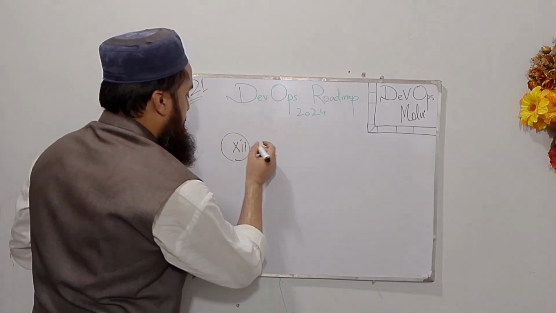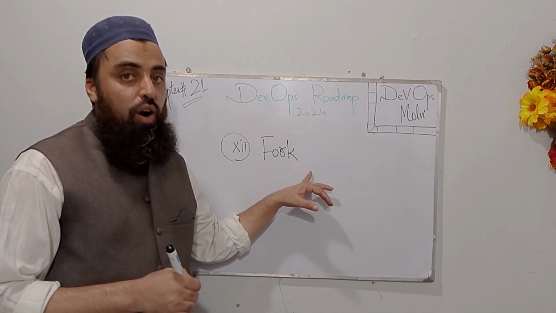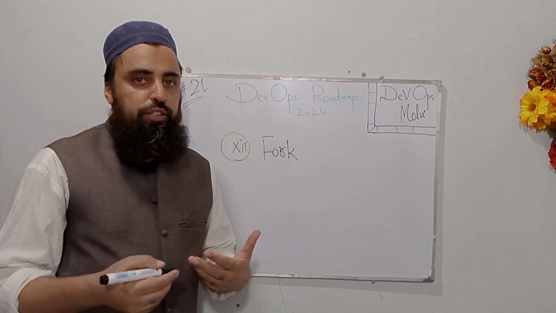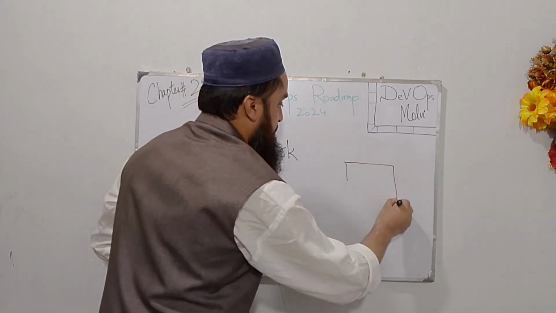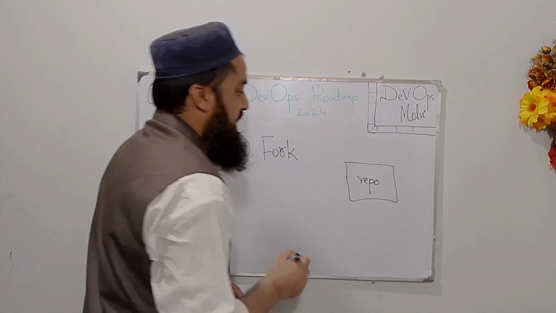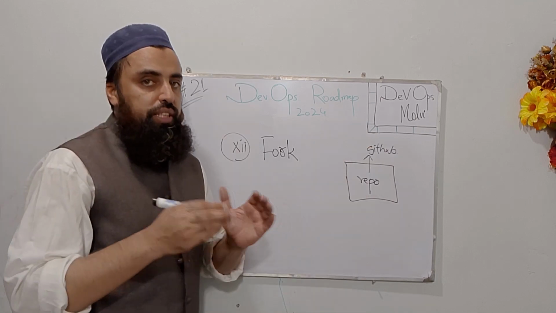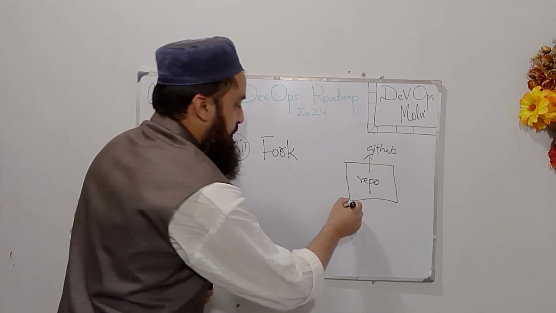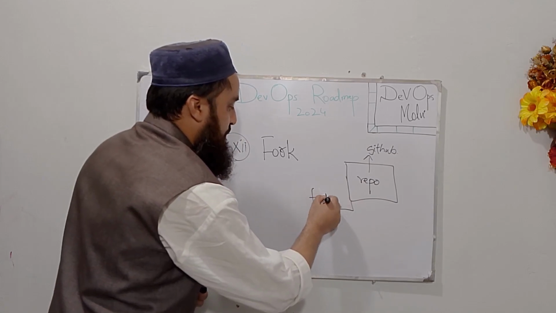Okay guys, the 12th term is fork. A fork is a copy of a repository that is on a remote server. And why is fork used? For instance, if I have this main repository, this is my repo, and it can be on GitHub, but I want to do some changes in the code. So what would be the best practice? The practice is to fork, to take the fork of that repository.